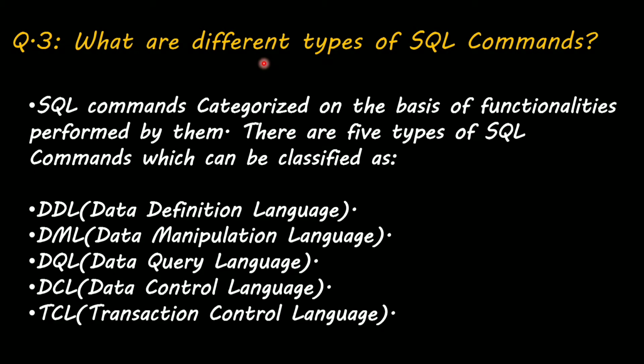Today we are going to discuss what the different types of SQL commands are. SQL commands are categorized on the basis of the functionalities performed by them. There are 5 types of SQL commands, which can be classified as DDL, DML, DQL, DCL and TCL. We will understand each one step by step.